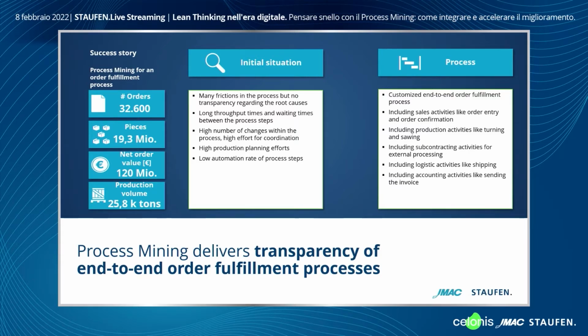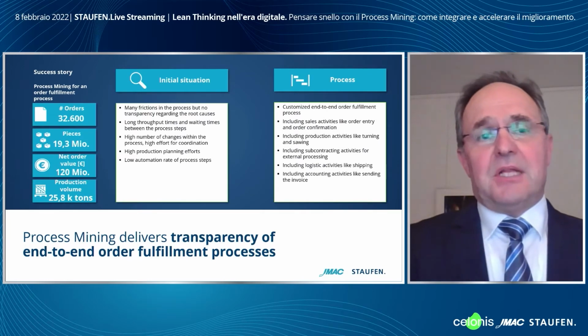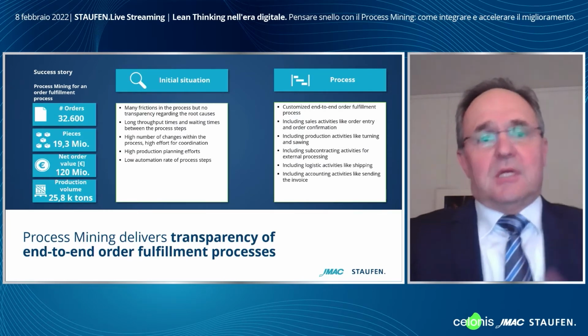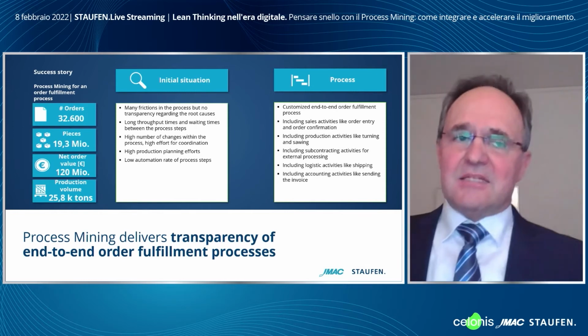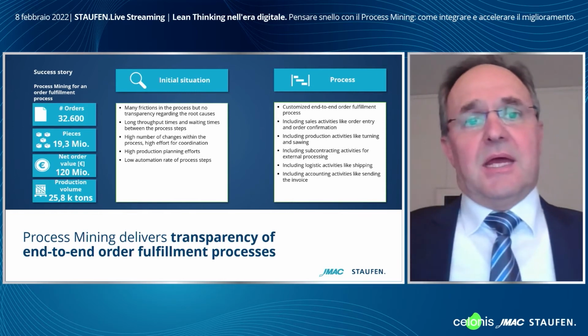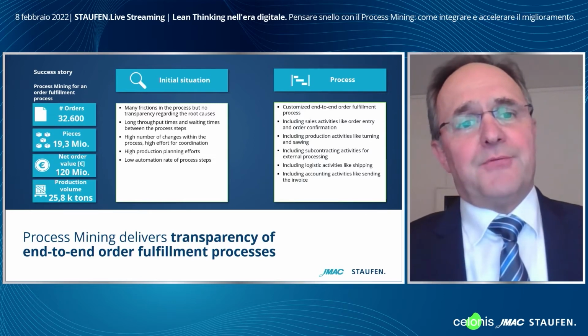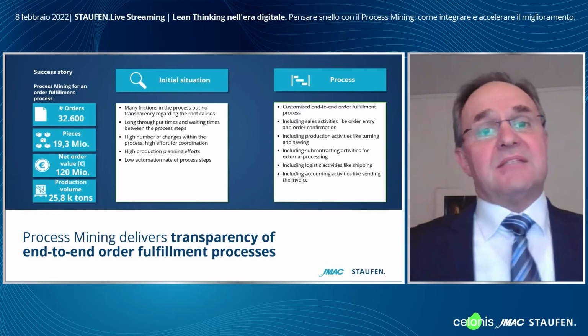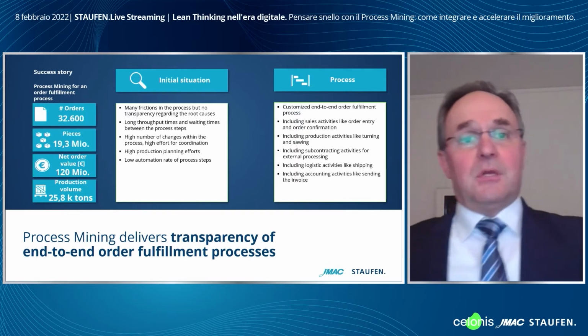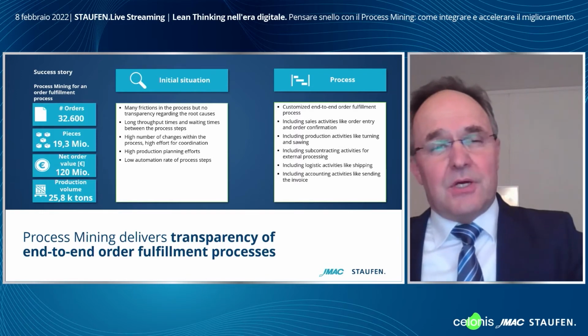And the initial situation was basically that there was a lot of friction in the process, a lot of communication going on between the sales departments and the planning and control department and production regarding delivery times and on-time deliveries, etc. And the management basically gave us the contract to say, well, please analyze this process and help us improve it. As I said, a lot of friction in the process, high production planning efforts. We found out low automation rates and a high number of changes for the production orders. This you have to keep in mind.